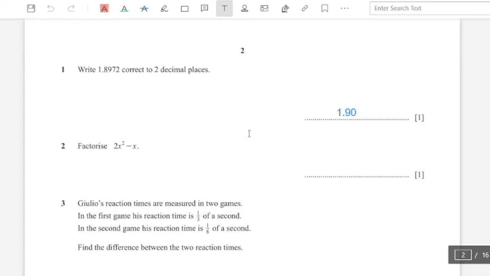Question number 2. Factorize 2x square minus x. So we take x out of the bracket, which is the common value here. Open the bracket, write 2x minus 1.